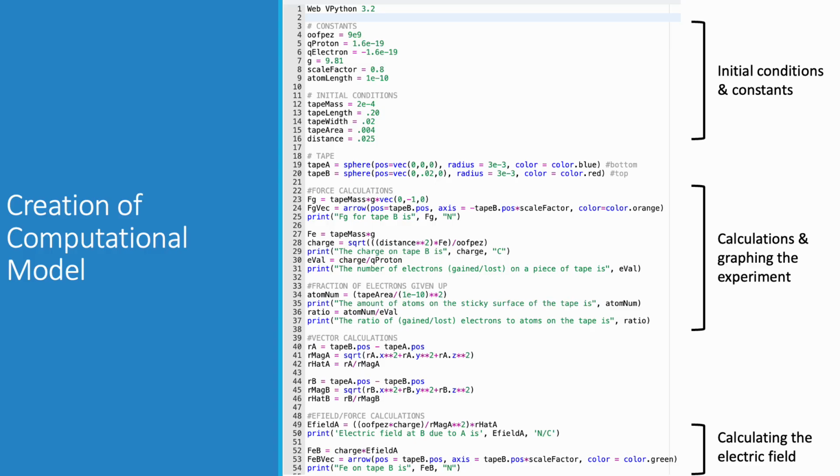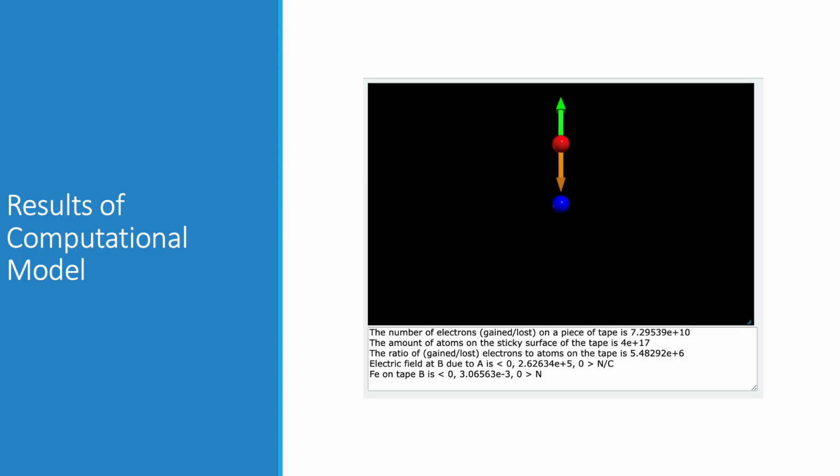And so then we solve for the charge on the tape, we solve for the number of atoms on the tape, and then the ratio of the electrons to atoms on the tape. And then finally, we solve for the electric field on tape B due to A, and this is what it spits out at us.